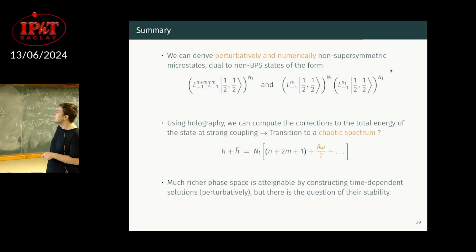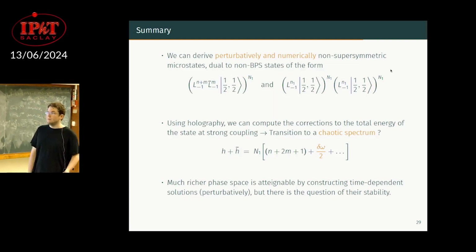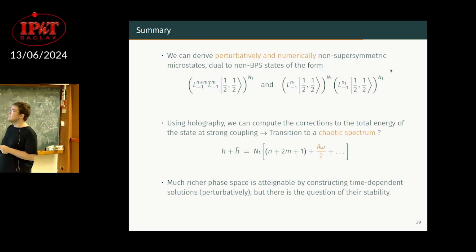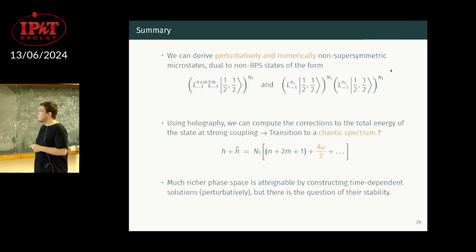I've shown you that we can derive perturbatively and numerically solutions, microstate geometries, that are non-supersymmetric. They are dual to non-BPS states that look like this. So they are the heavy states that Rodolfo was talking about that correspond to the light state excitations. We can use holography to compute the total energy of those states at strong coupling. We see that in the spectrum the degeneracies are lifted and it sort of looks like a chaotic spectrum, but without any proof that it is exactly this. But the frequency shift depends on the amplitudes and on all the mode numbers, so this is a good sign that it will actually be chaotic.